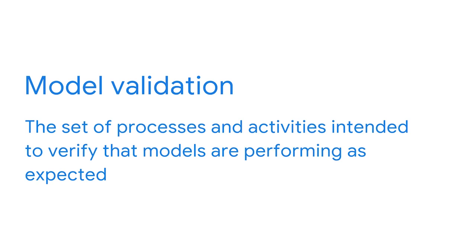You now know about many of the tools involved with building some pretty powerful models. Now in this video, you'll explore model validation. Model validation is the set of processes and activities intended to verify that models are performing as expected. This is achieved with a validation dataset, which is a sample of data that's held back during training. The validation dataset is instead used to give an unbiased estimate of the skill of the final tuned model.